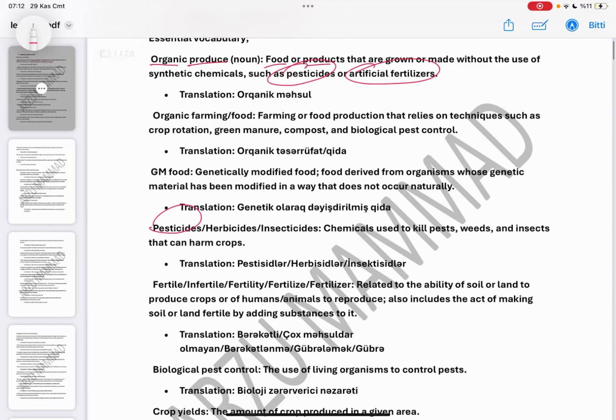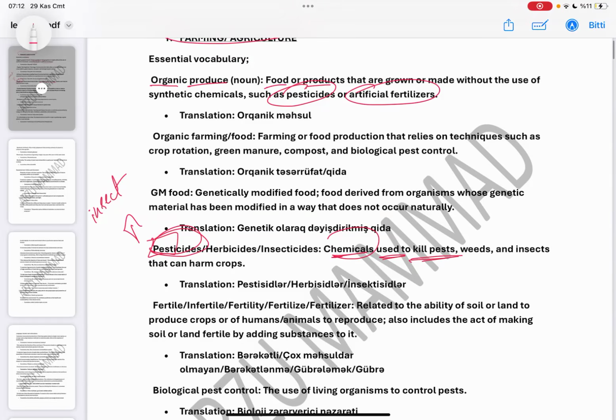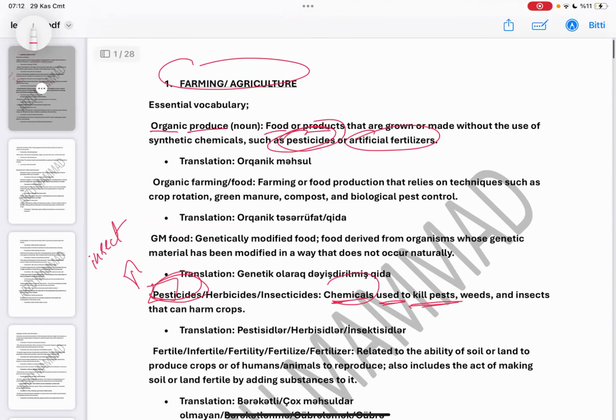When it comes to pesticides, these are chemicals used to kill pests, okay? What is a pest? Pest is the synonym of insect, which is harmful for some crops. Pesticides are chemicals used to kill pests, weeds, or insects that harm crops, as you can see. So you can see the word pesticide here. Artificial is the opposite of organic, as you know.